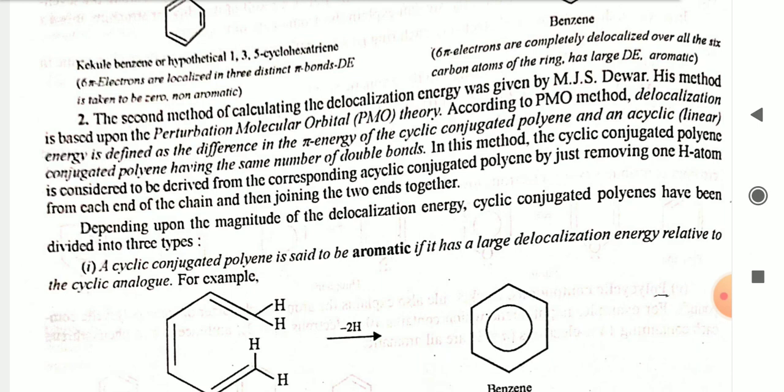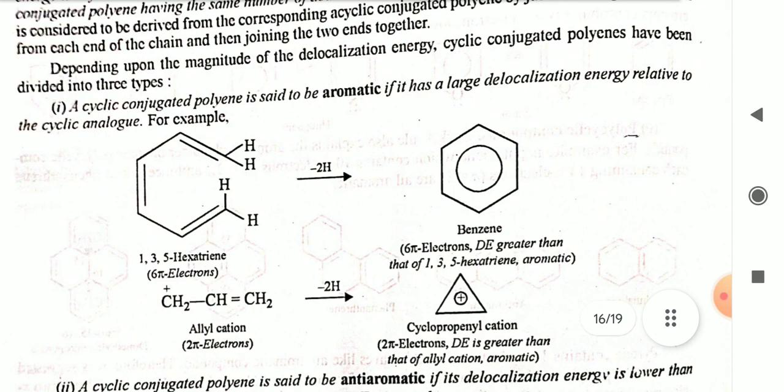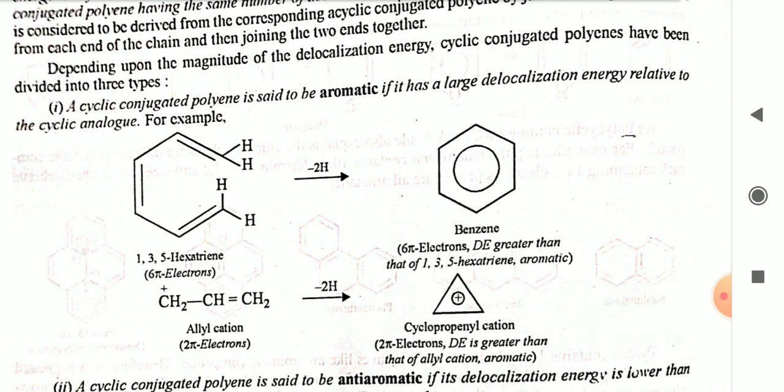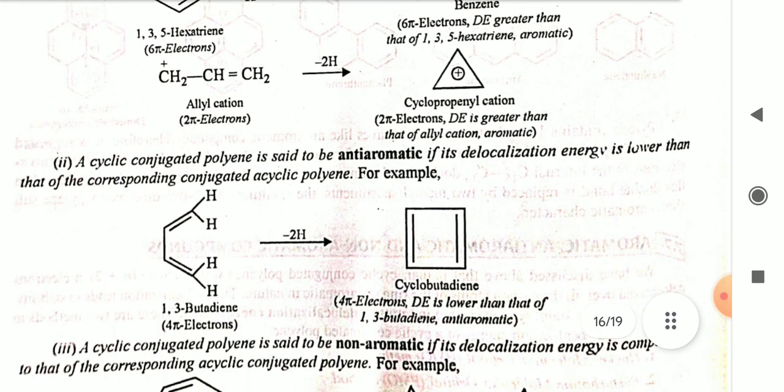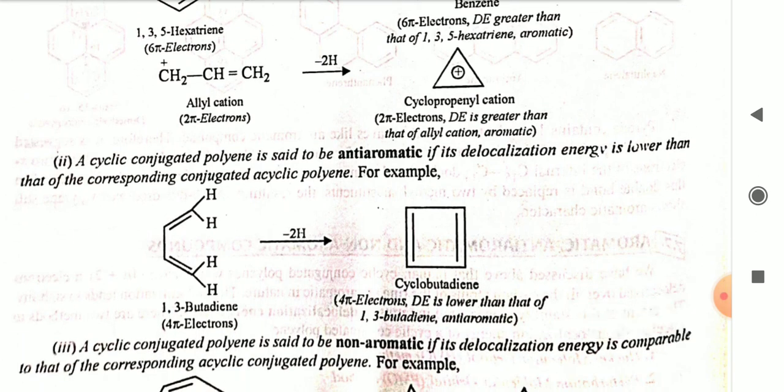Depending upon the magnitude of the delocalization energy, cyclic conjugated polyenes have been divided into three types. First, a cyclic conjugated polyene is said to be aromatic if it has large delocalization energy relative to the acyclic analog. For example, 1,3,5-hexatriene contains 6 pi electrons, loses 2 electrons and gives benzene with 6 pi electrons, DE greater than that of 1,3,5-hexatriene, aromatic. Allyl cation contains 2 pi electrons, loses 2 electrons, gives cyclopropenyl cation, 2 pi electrons, DE is greater than that of the allyl cation, aromatic.